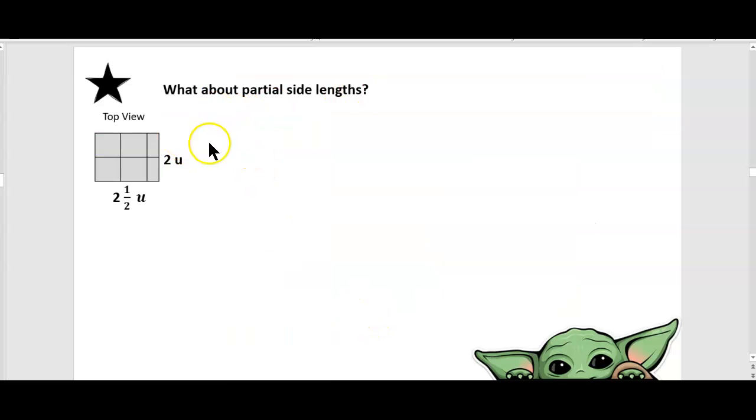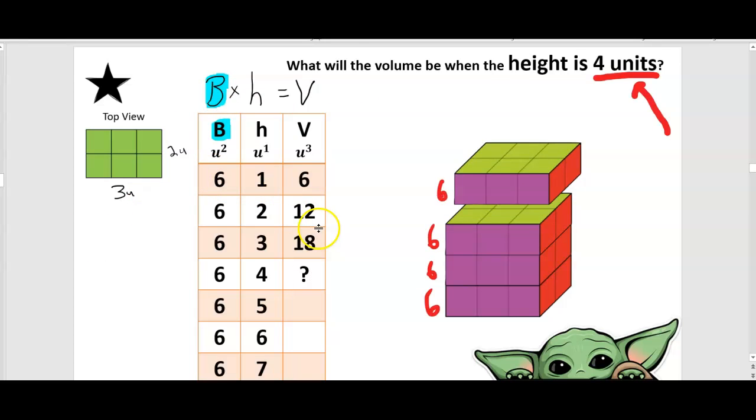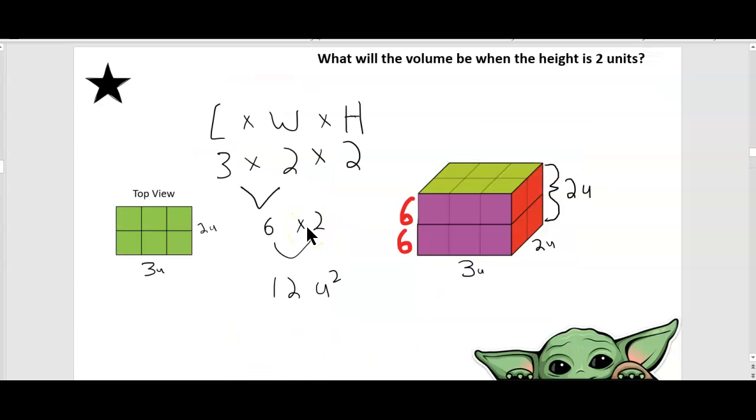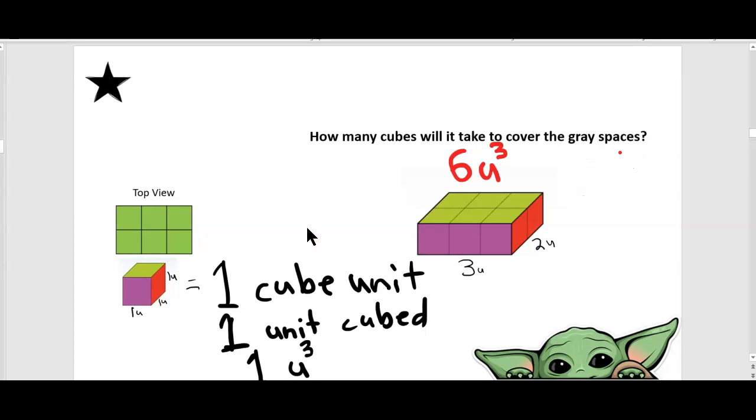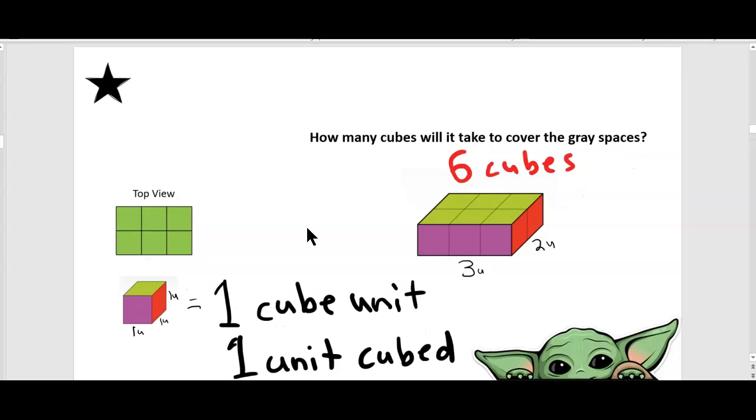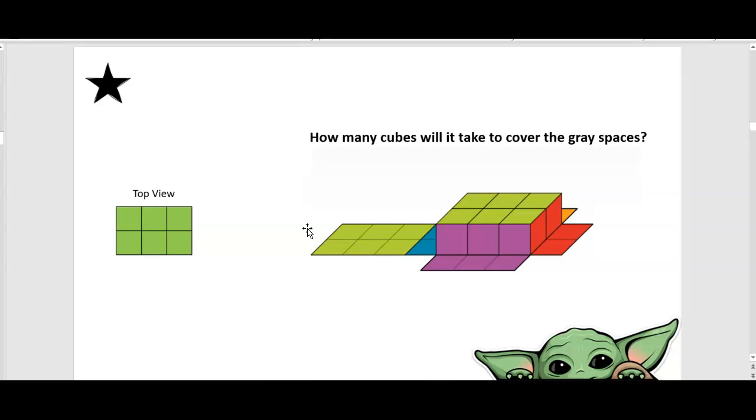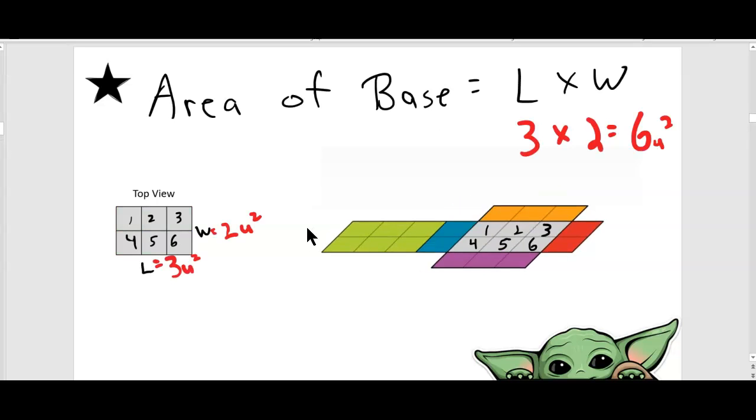What about partial side length? See, this is with our, if you remember, go back here to our learning goal. Yeah, our target.